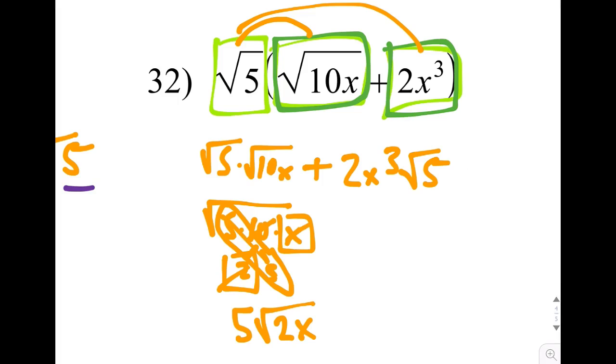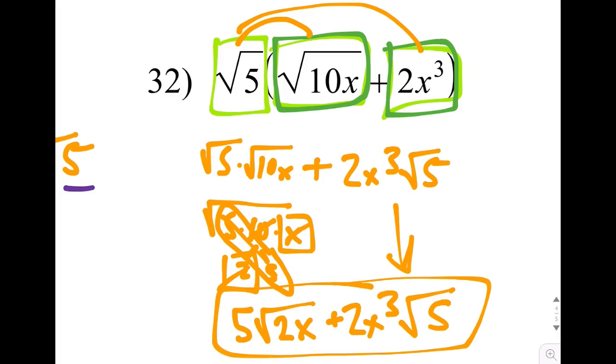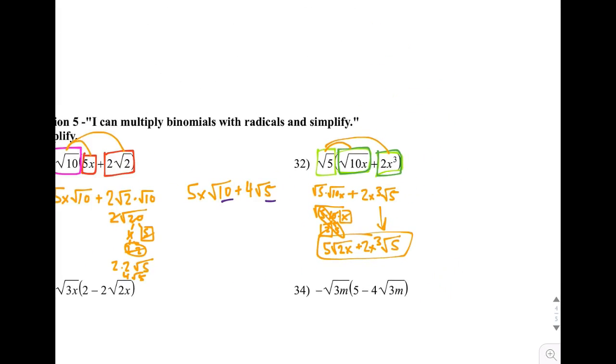On the other side, 2x cubed root 5. 5 does not break down. The 2x cubed stays out front then. So I just kind of bring that straight down. I don't really change anything about that. I just write it. Those radicals are different, so I am done.